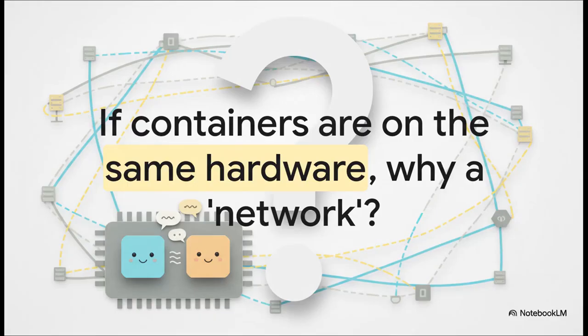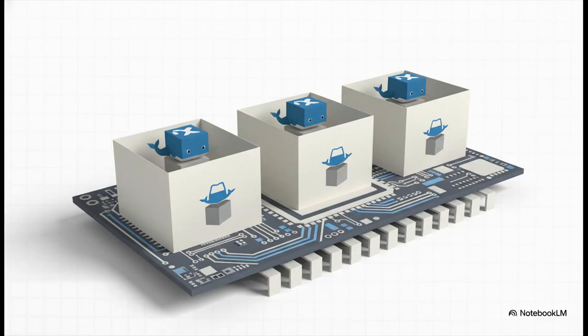It seems completely unnecessary. They're literally neighbors on the same silicon chip. Why can't they just talk to each other? Why do we have to create this artificial network to connect them? The answer is a single, really powerful word: isolation. The operating system intentionally builds walls between them, usually using a very clever feature in the Linux kernel called namespaces.